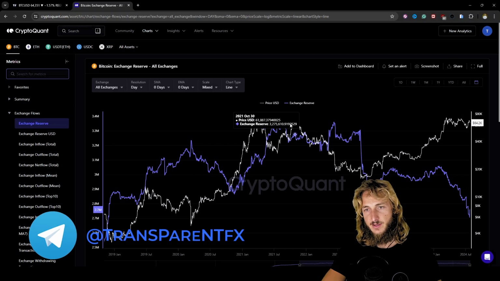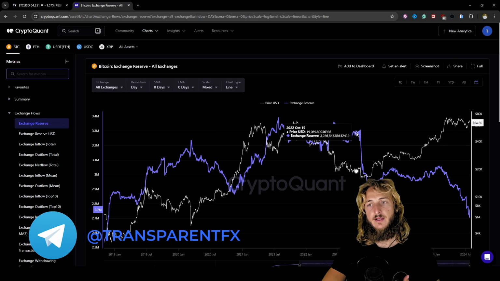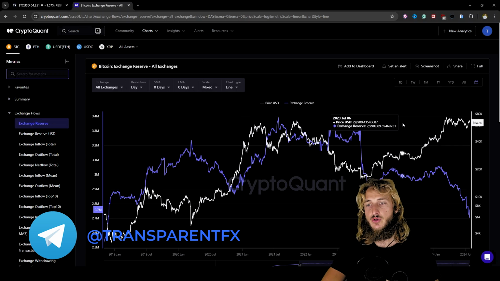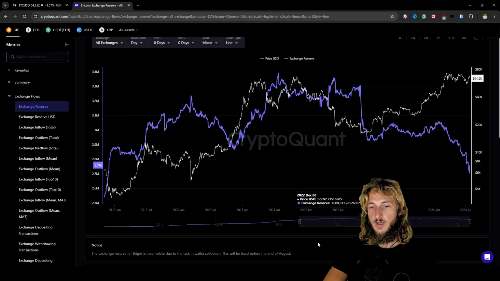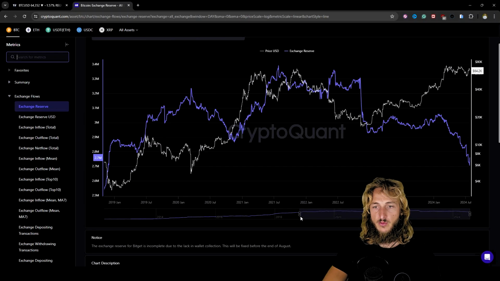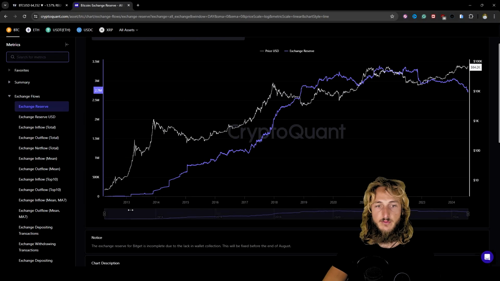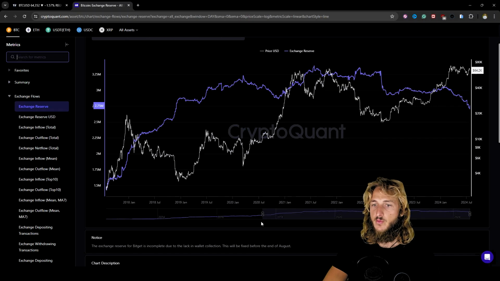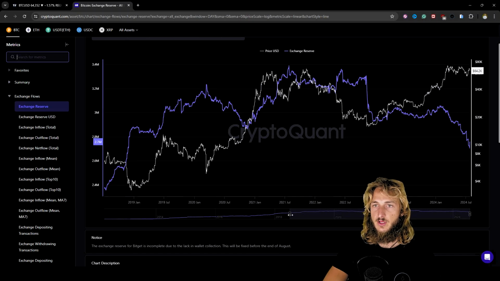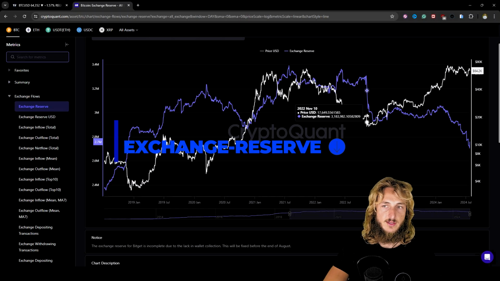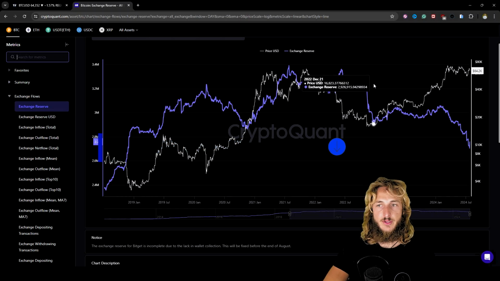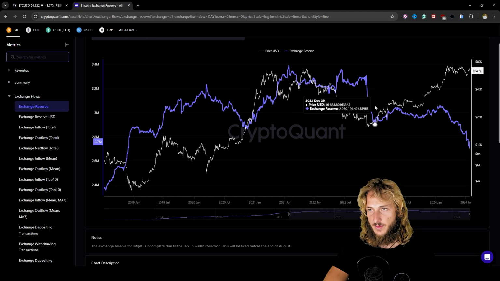Now, what we see here is essentially the purple line. The purple line is showing the exchange reserves. So simply put, this is the amount of Bitcoins currently present on exchanges. And you can notice a quite important thing: if we zoom out on the data and look at the last cycle, we can see that during the bear market, the amount of Bitcoins on exchanges was falling. The white line is the price, it was falling. The purple line, the amount of Bitcoins on exchanges, was falling as well.